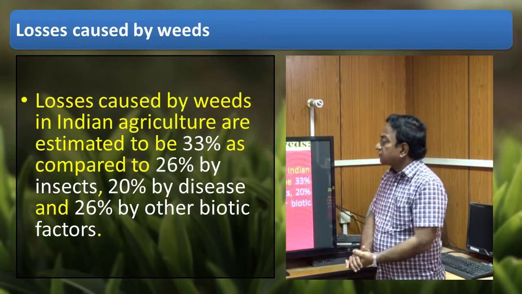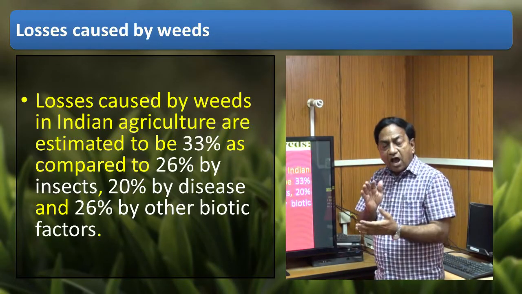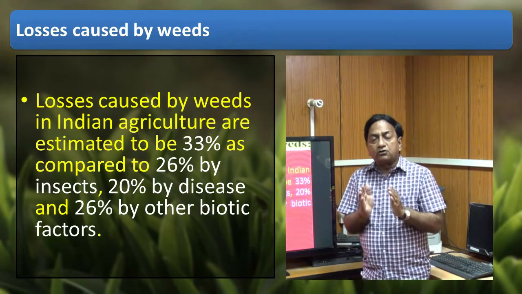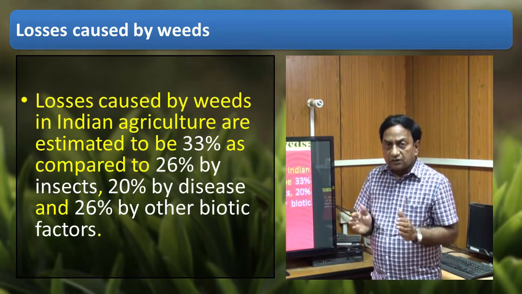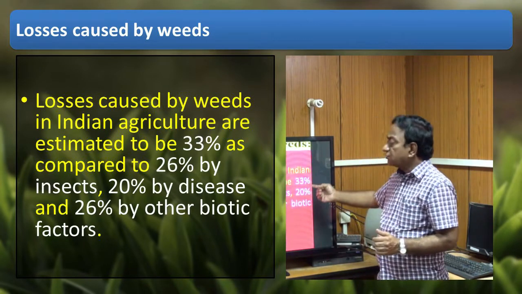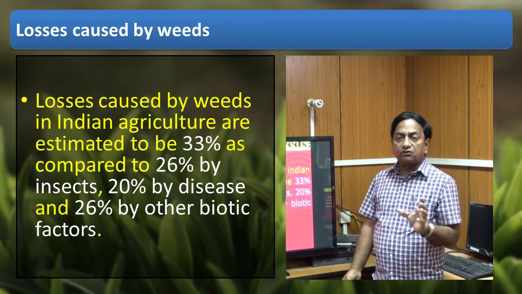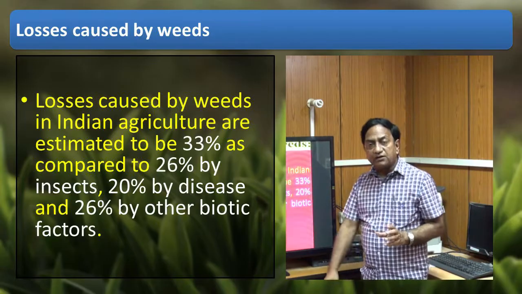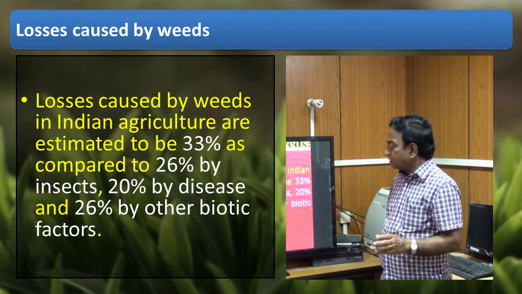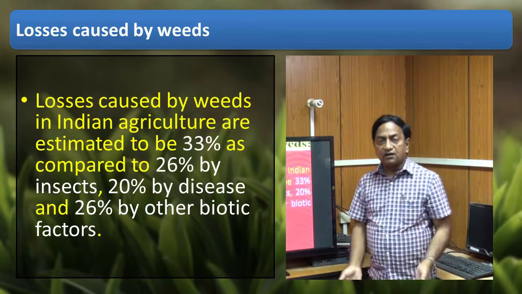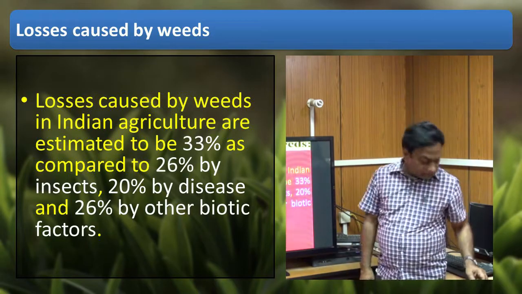Now, how do the weeds cause loss? There are various sources through which the crop suffers losses. Among those sources, the maximum loss is because of weeds. About 33% of crop loss is because of weeds, followed by 26% by insects and about 20% by disease, and the remaining 26% by other biotic factors.